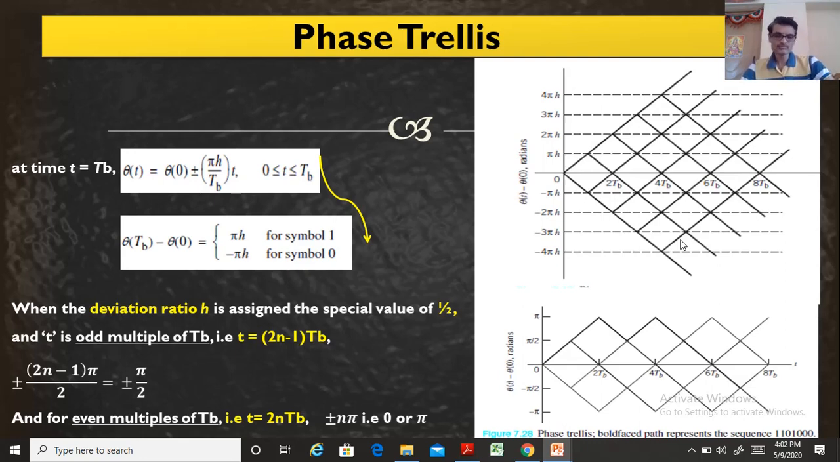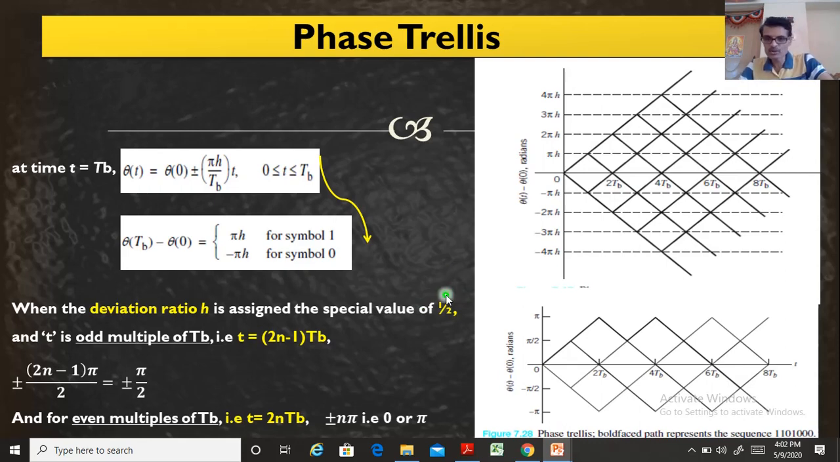Now, I consider a special case of h. The special case of h, the value h is an integer. Basically, that deviation ratio is an integer. It can be anything. Let us consider that h to be equal to half. In minimum shift keying, we consider h equal to half. Remember, for MSK, h equal to half.